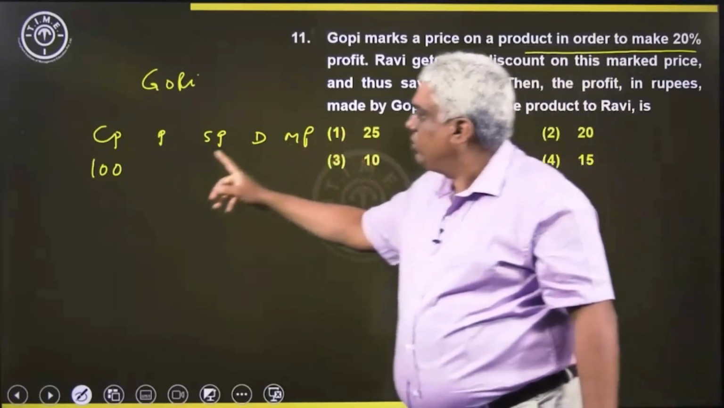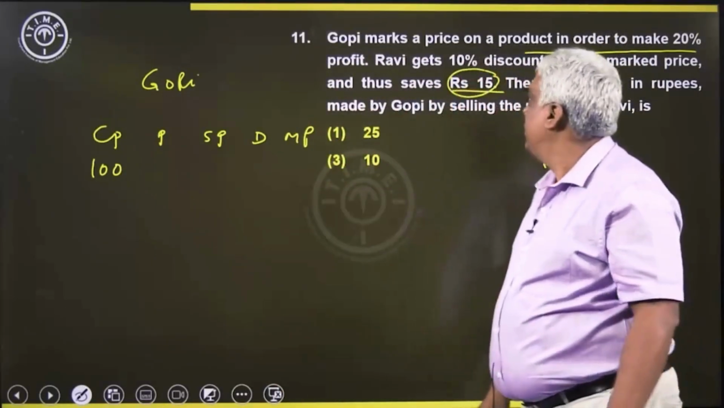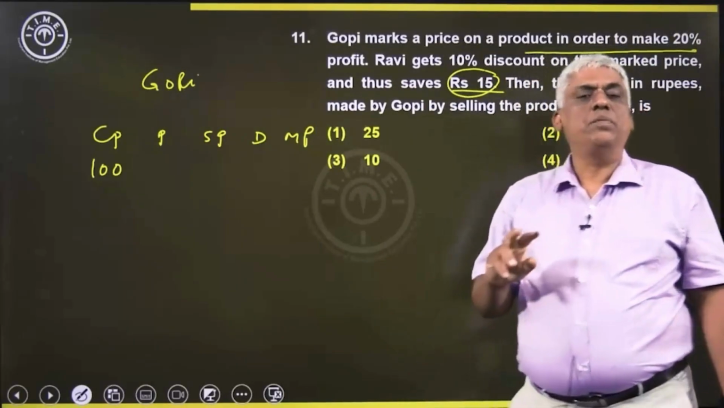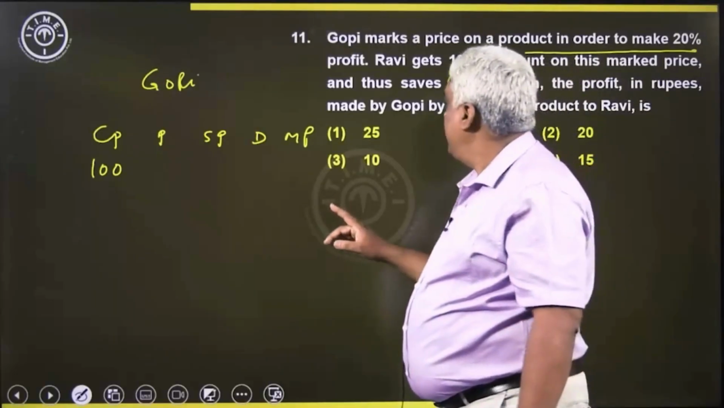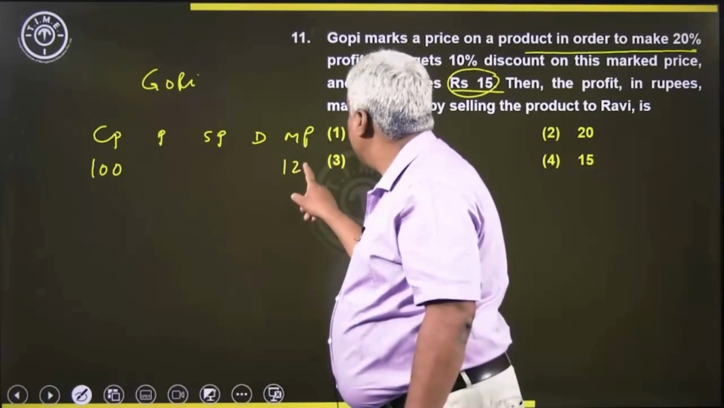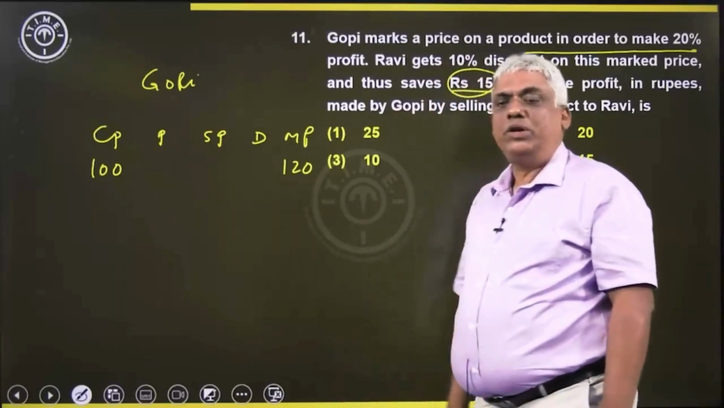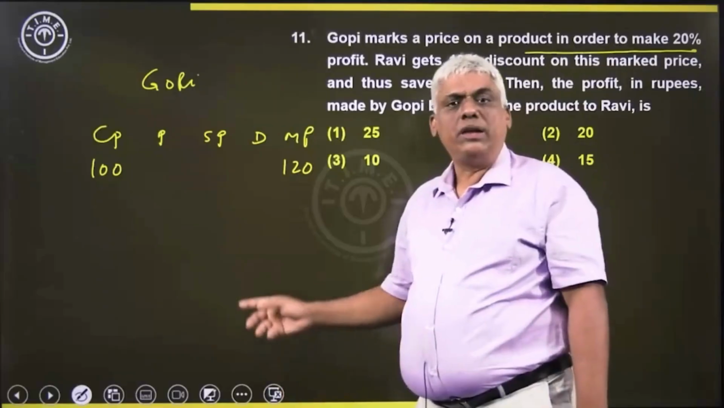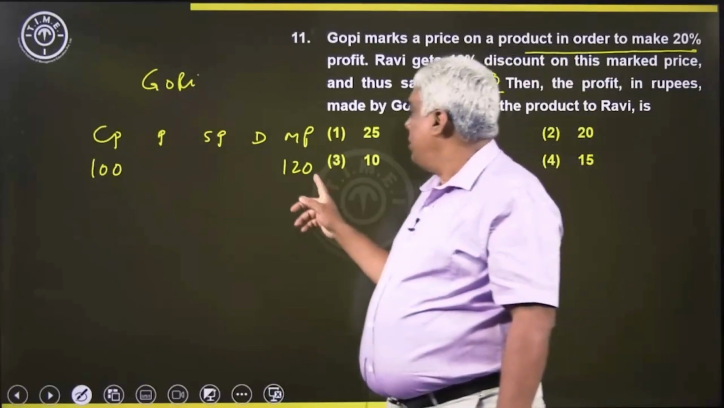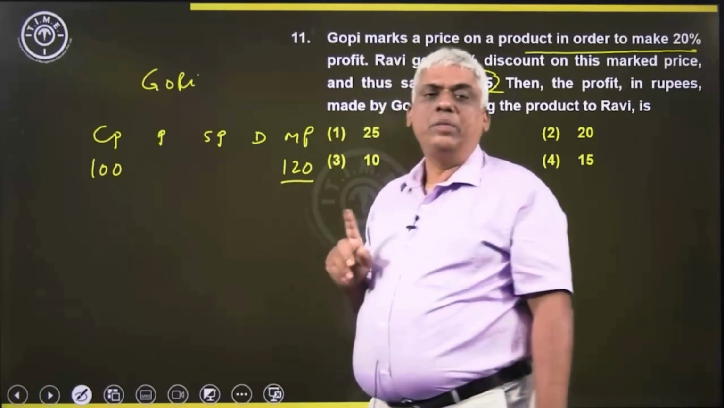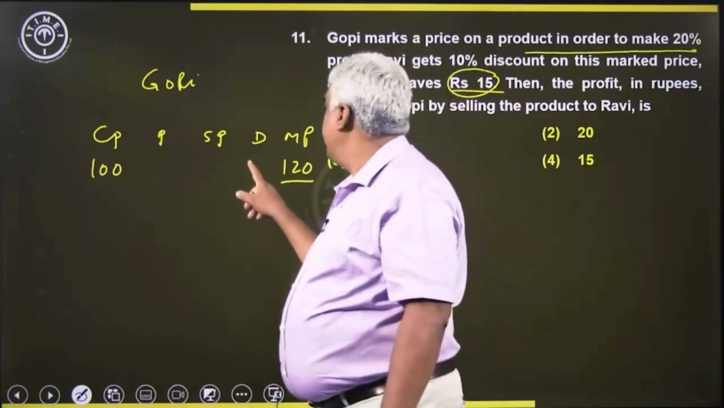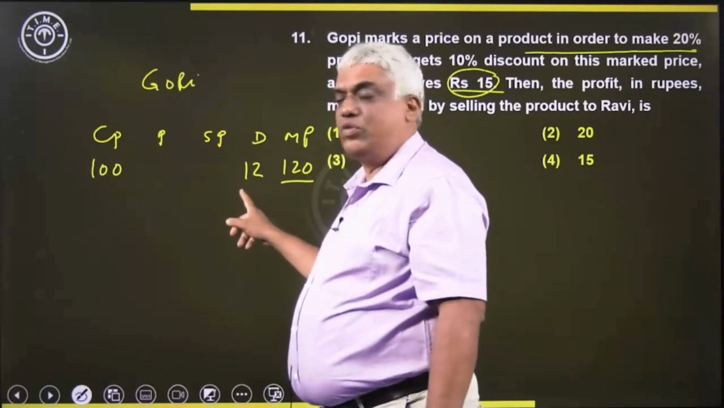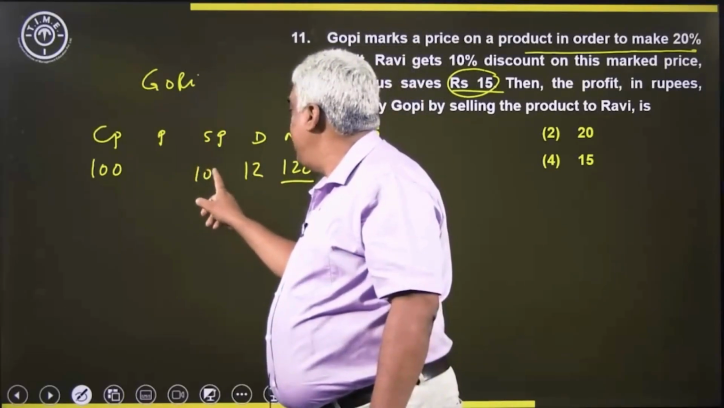So let's say Gopi's cost price is 100, right? And Gopi is marking 20% up. So 20% up means 20 rupees up. So Gopi's marked price is 120. Now Ravi is buying this product and he's getting 10% discount. So Ravi is getting 10% of 120, which is 12 rupees discount. So he's buying for 120 minus 12, that is for 108 rupees.